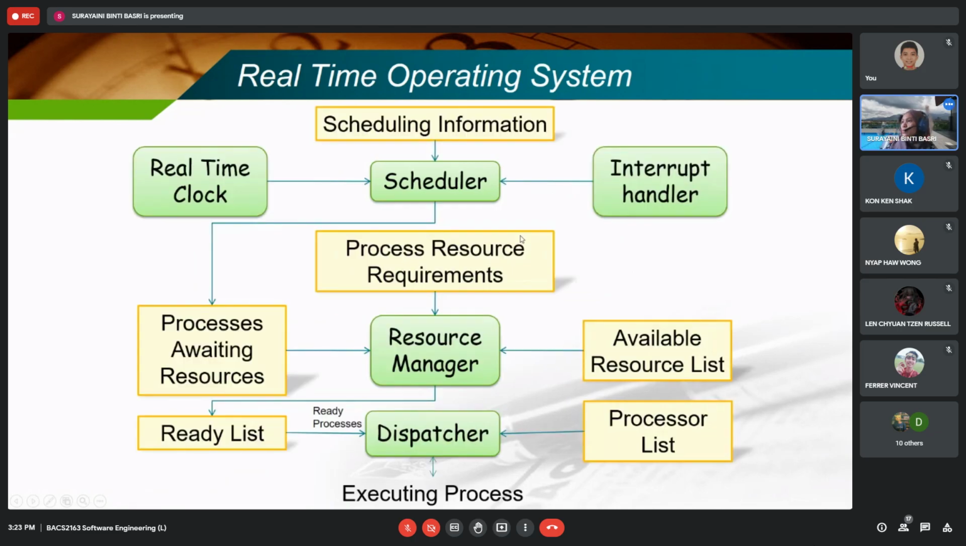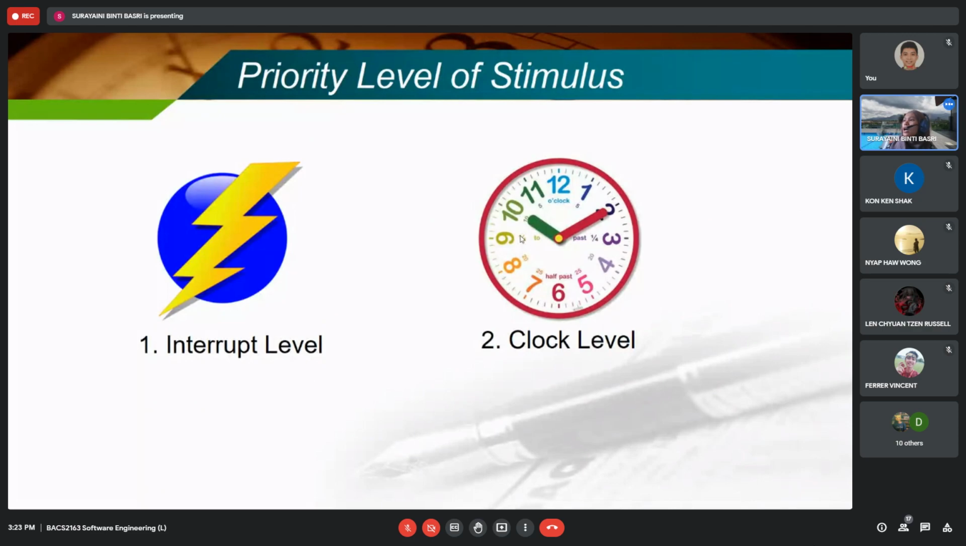Okay, so we proceed. For the stimuli, just now we have the periodic and aperiodic, right? The aperiodic will be based on interrupt level. But for the periodic, it will be based on some time interval. The system will check the stimuli based on some time interval.